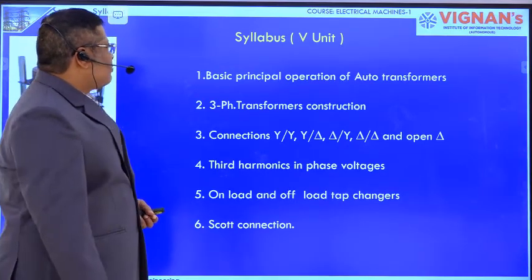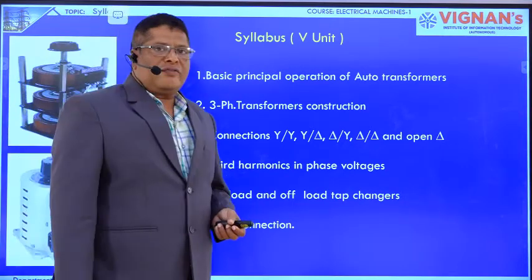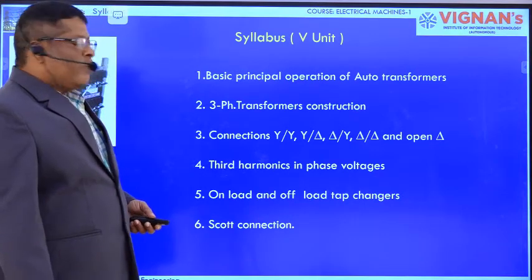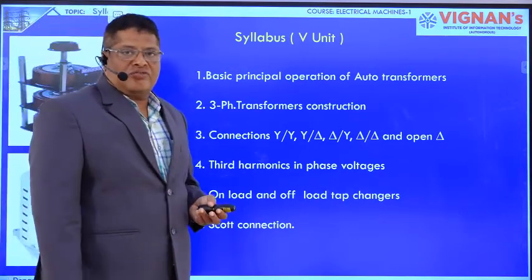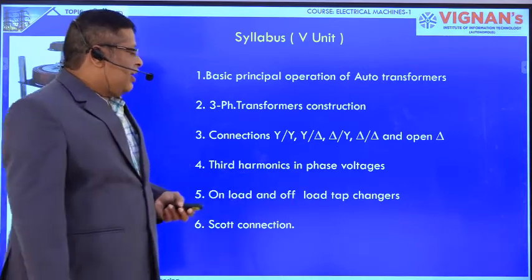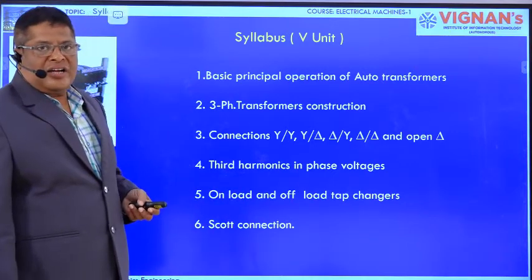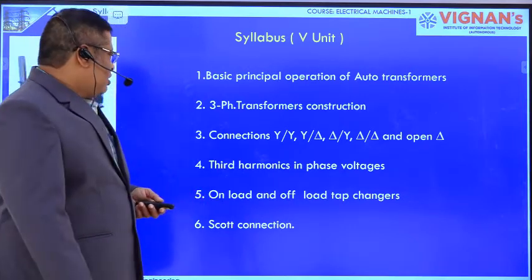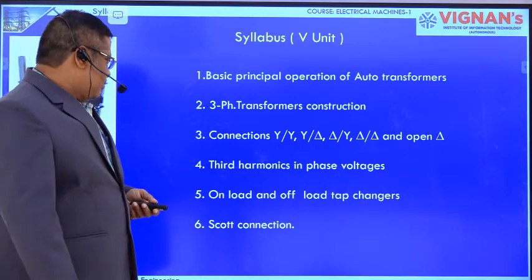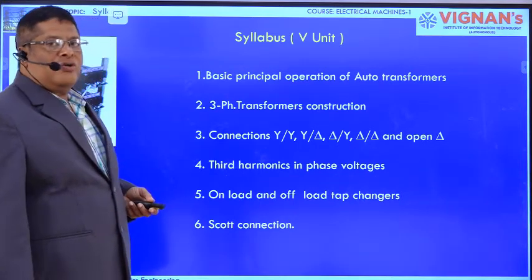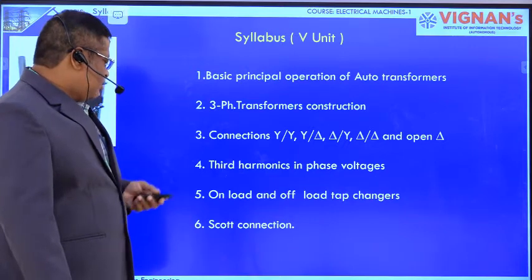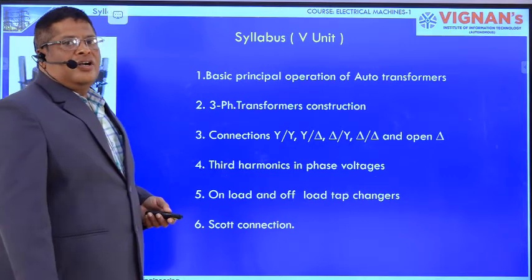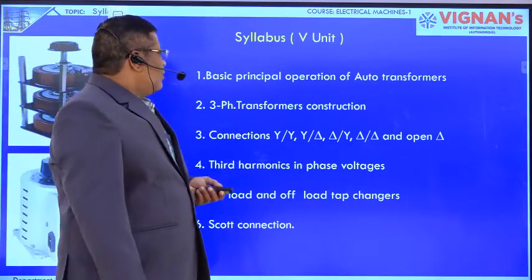The first one is the basic principle of operation of the auto transformer. The second one is three-phase transformer construction. The third topic is the different connections available in a three-phase transformer, that is star-star, star-delta, delta-star, delta-delta and open delta connection. The fourth one is the third harmonic in phase voltage. The fifth one is on-load and off-load tap changers. The sixth topic is the Scott connection. Now we are going to see the topics one by one.